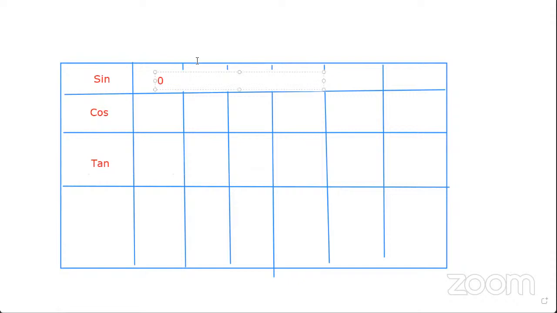0, 30, 45, 60 and 90. So one mistake here. The way I have arranged this is wrong. I will take this way.